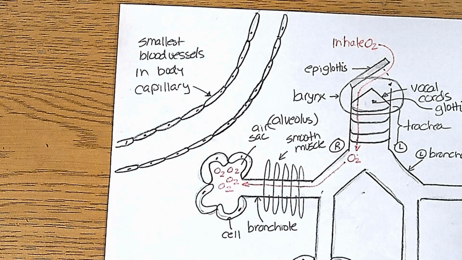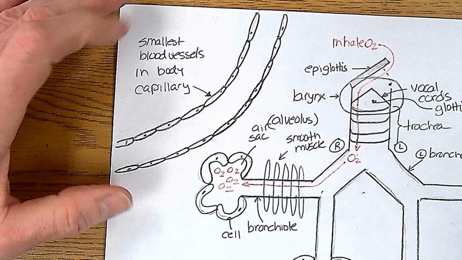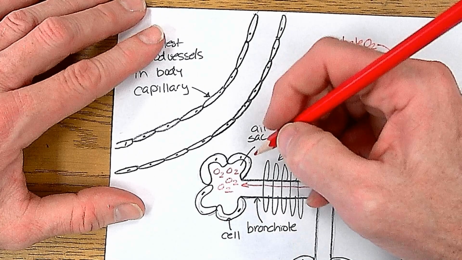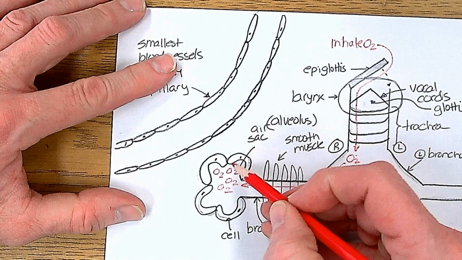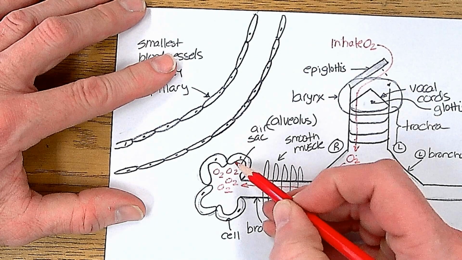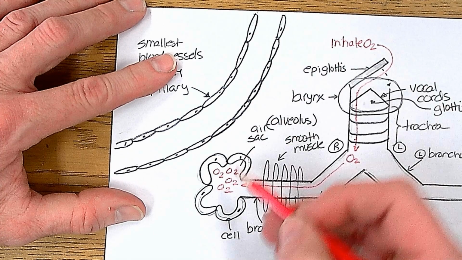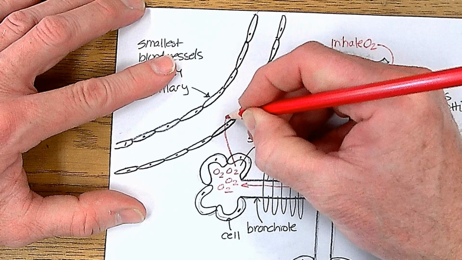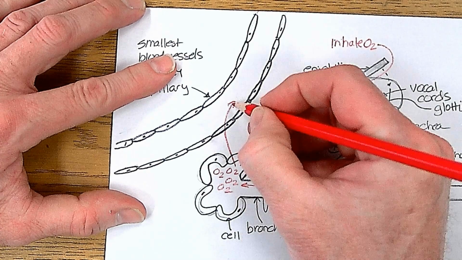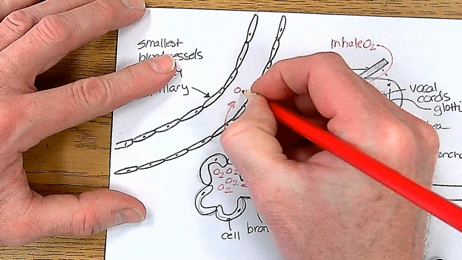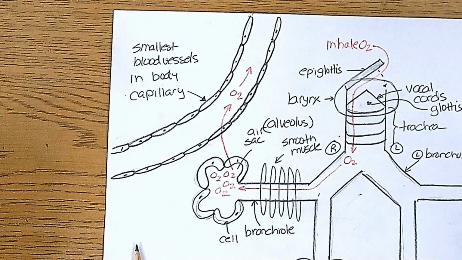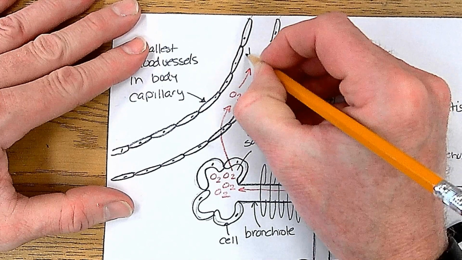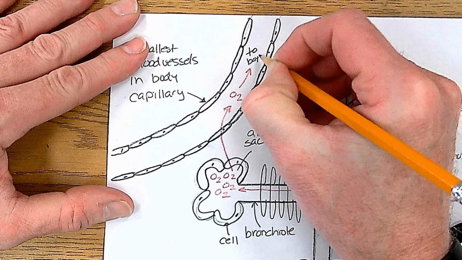Oxygen is a small molecule. It's made up of 2 atoms, and it is uncharged. Therefore, it meets the criteria for being able to diffuse easily through the phospholipid bilayer that makes up the cell membranes of these simple squamous cells. Remember, simple squamous cells. So this oxygen is easily going to diffuse from a high concentration to a low concentration into the capillaries, and that oxygen is going to get carried to the body, and we will learn about that.